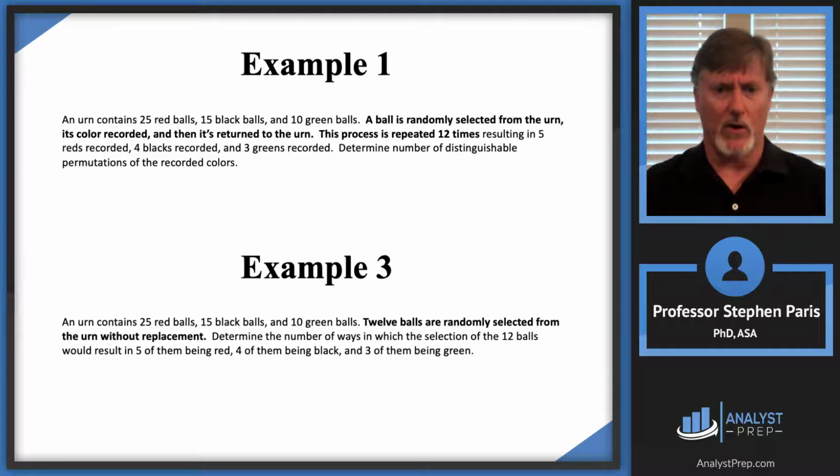In example 1, a ball is randomly selected from the urn, its color recorded, and then it's returned to the urn, and the process is repeated 12 times. This is a very different question than in example 3, which is just that 12 balls are randomly selected from the urn without replacement. In example 1, given that I had 5 reds, 4 blacks, and 3 greens, I wanted to calculate the number of distinguishable arrangements or distinguishable permutations of recording those colors. Very different question than in example 3, which was just to determine the number of ways that, of the 12 selected, I had 5 reds and 4 blacks and 3 greens.